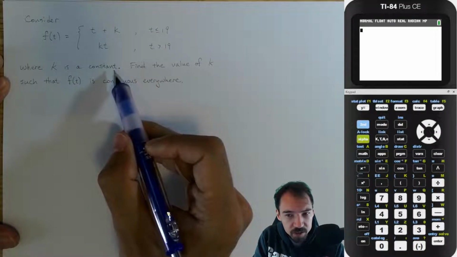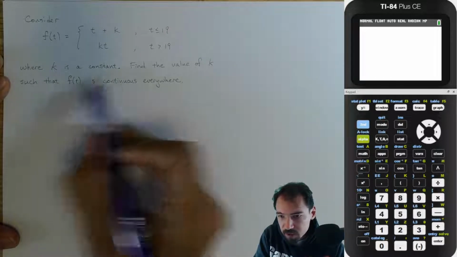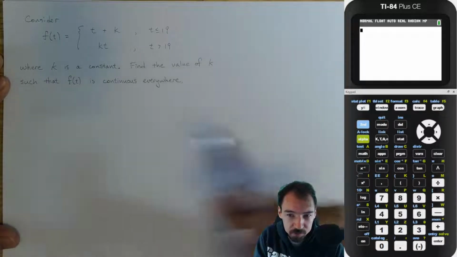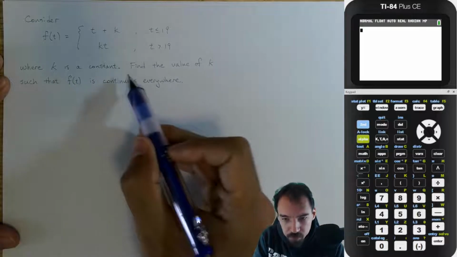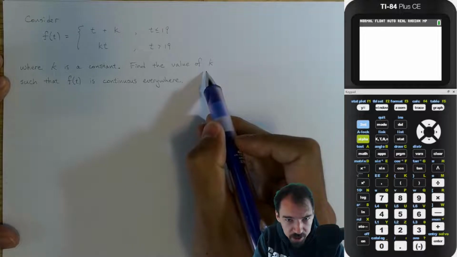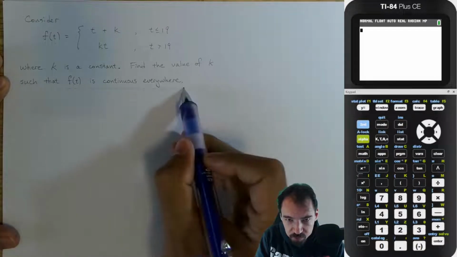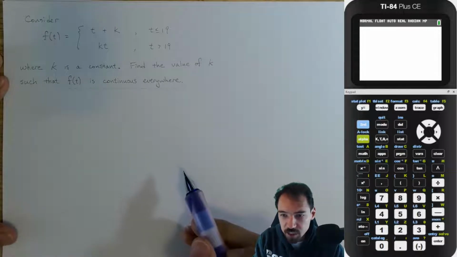But how does that affect you and your problem solving? The answer is it doesn't really. Okay, so you can safely ignore this. It's just a technicality that we like to put in math problems. Okay, the real part of the problem is find the value of k, right? Because we don't know what k is, such that, and this is the condition we're trying to meet, that f of t is continuous everywhere in this world.